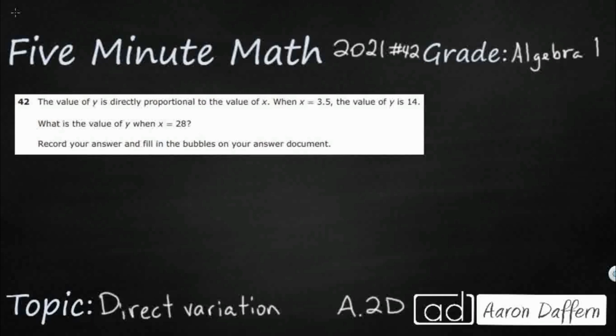Today we are looking at the Algebra 1 concept of direct variation. This is standard A.2D in the great state of Texas, and we are using item number 42 off the 2021 released STAAR test. If you haven't done so already, please go ahead and take a moment to pause the video, work this problem out on your own, unpause it, and we will look at our answers together.